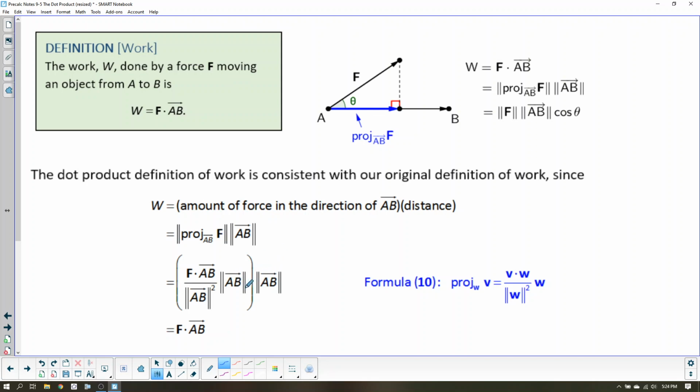And so now you just get a bunch of cancellation. These two could be multiplied, and when these are multiplied, it's the exact same thing as this. The magnitude of AB squared, this is the magnitude of AB squared. So all of that just cancels, leaving the dot product.